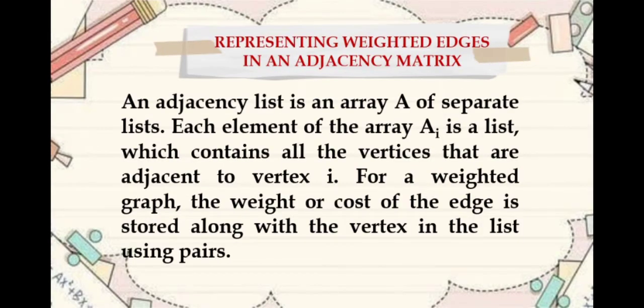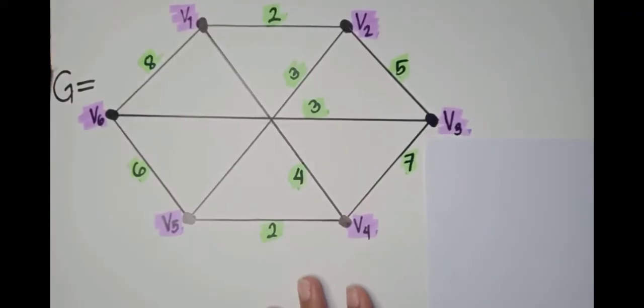So now let's proceed to the weighted edges in an adjacency matrix. An adjacency list is an array A of separate lists. Each element of the array A is a list which contains all the vertices that are adjacent to the vertex I. For a weighted graph, the weight or cost of the edge is stored along with the vertex in the list using pairs. In short, the adjacency matrix is the table or the list of the vertices and the corresponding weights of the edges. So we have here an example of a weighted graph, and we're going to make an adjacency matrix based on this.